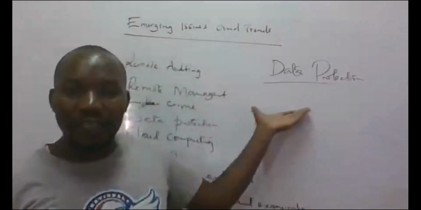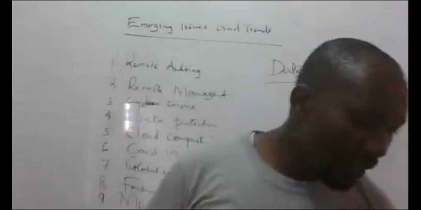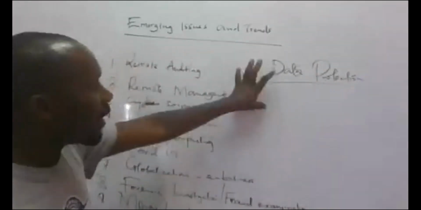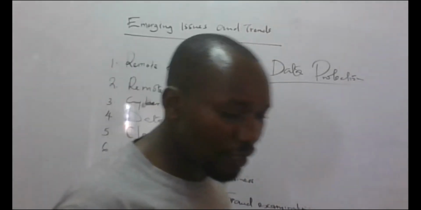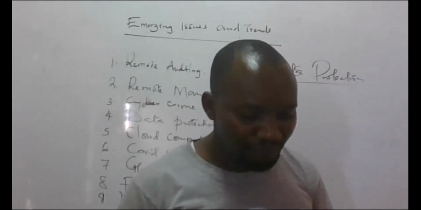So that is a very important area. So what does it mean? The Act tries to protect people in terms of the data that you are giving. Write this one down, on data protection.